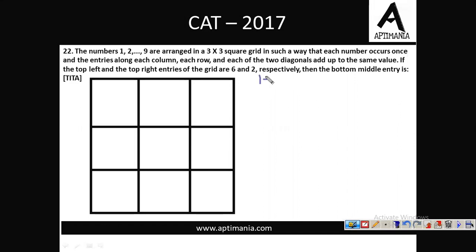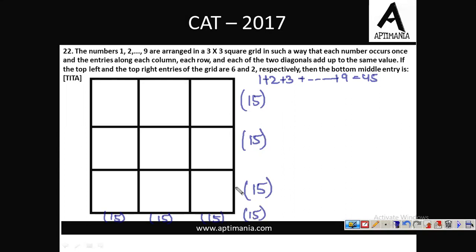So first of all, if we are adding the values 1 plus 2 plus 3 up to 9, it adds up to a total of 45, which is to be divided equally among the three rows. This means each row should add up to a total of 15, 15 and 15. Similarly, the columns should also add up to 15, 15 and 15, and the diagonals should also add up to 15, right?